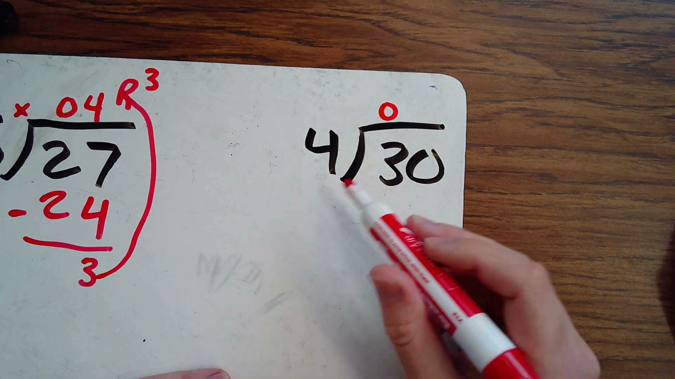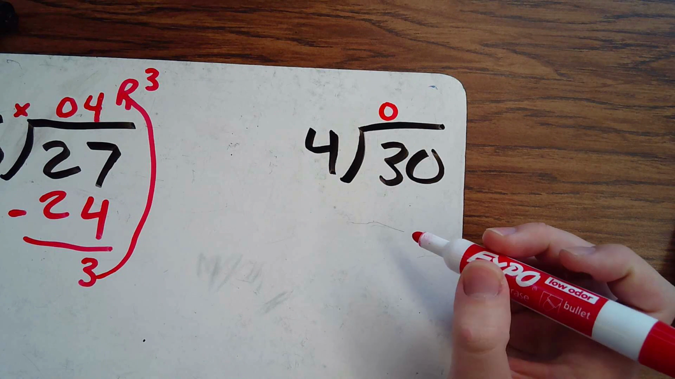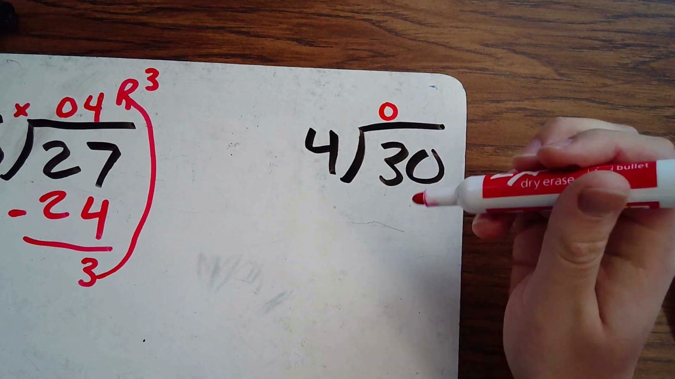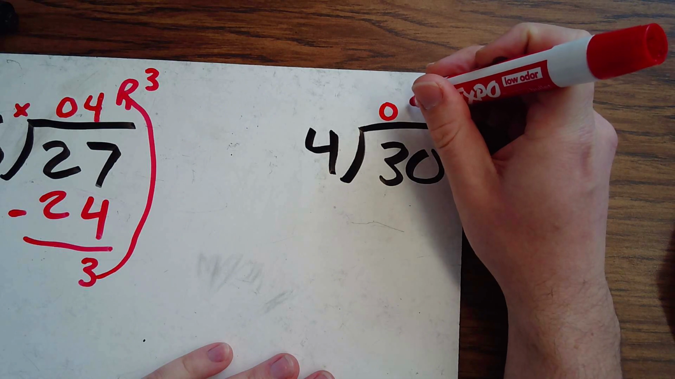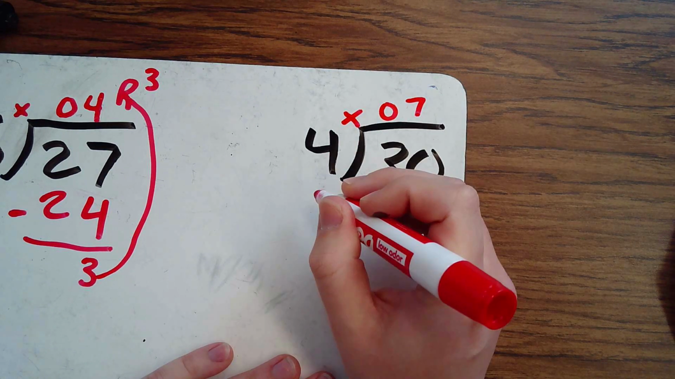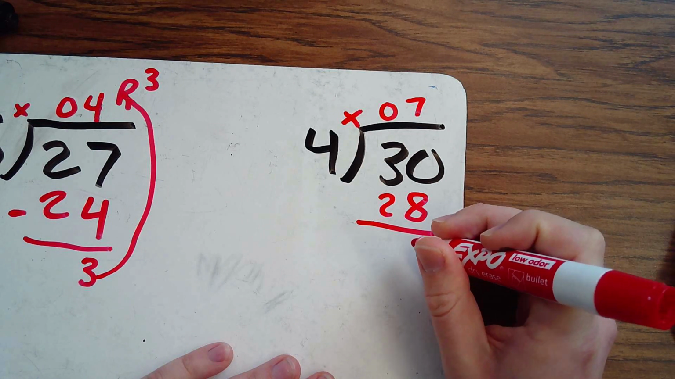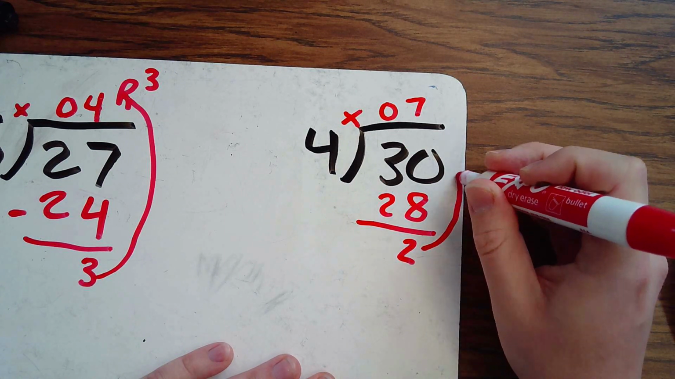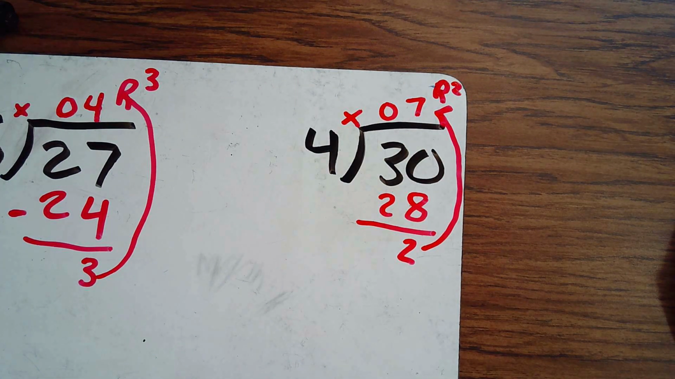Well, we know from our previous problem, 4 times 6 is 24, which is close, but we can get a little bit closer. 4 times 7 is 28. And we're going to put our 7 up top, and then we're going to multiply it. 7 times 4 is 28. Then we're going to subtract. And 30 minus 28 is 2, and it's going to go up top. And that's our remainder. 7 remainder 2.